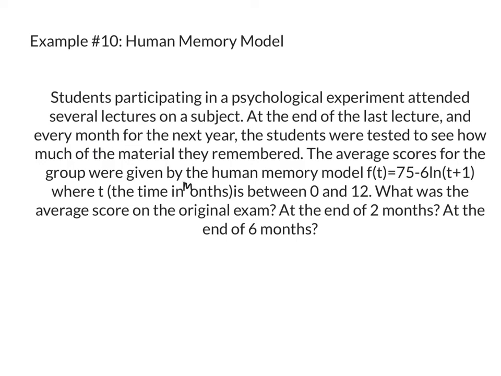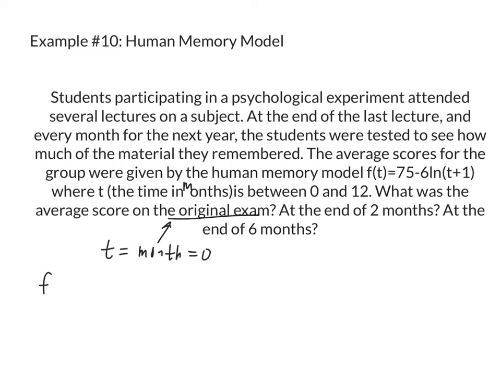What was the average score on the original exam, at the end of 2 months, and at the end of 6 months? So essentially, this is nothing but a substitution problem. They gave us a long backstory and everything else, but it's just a substitution. So to know what the average score was on the original exam, that would mean that the month was equal to 0. So in other words, t was equal to 0.